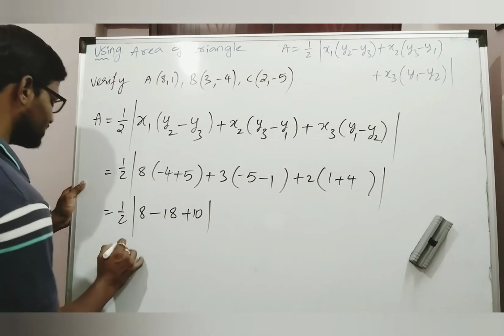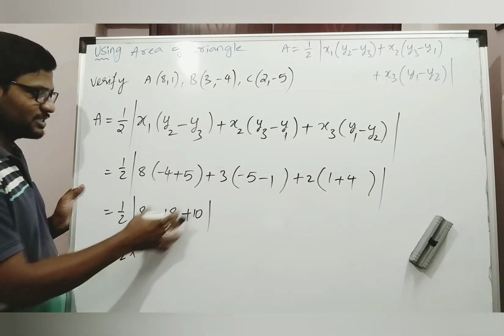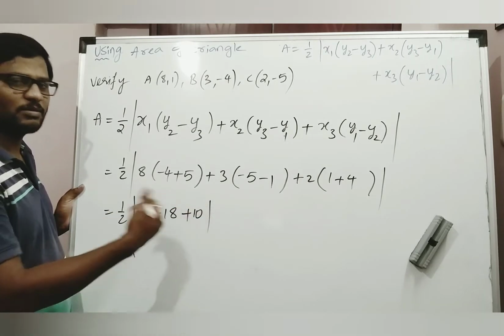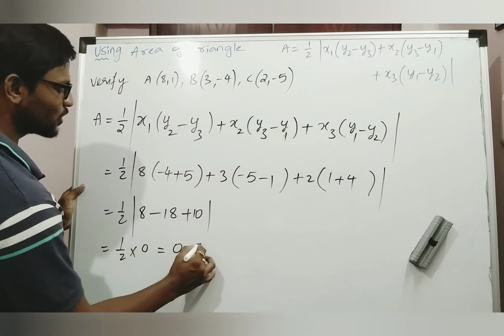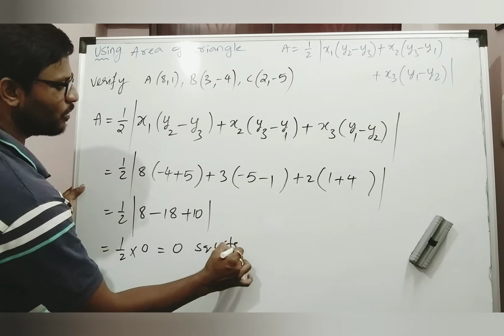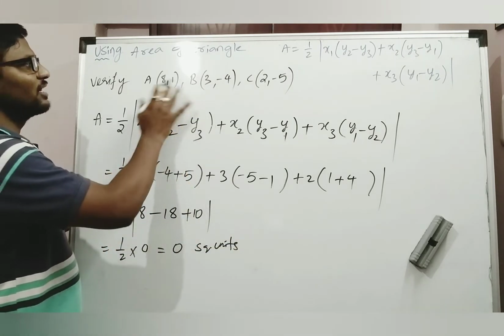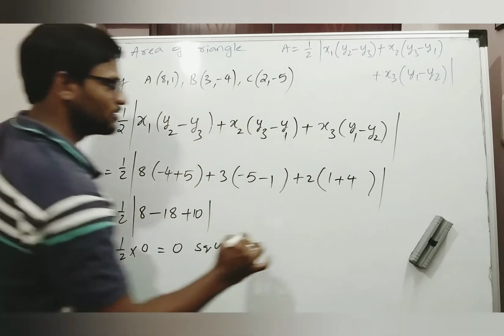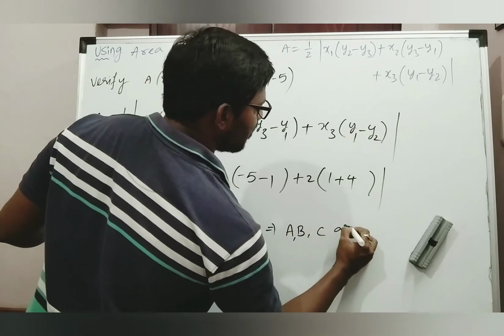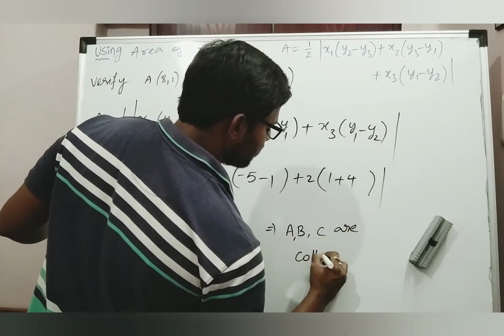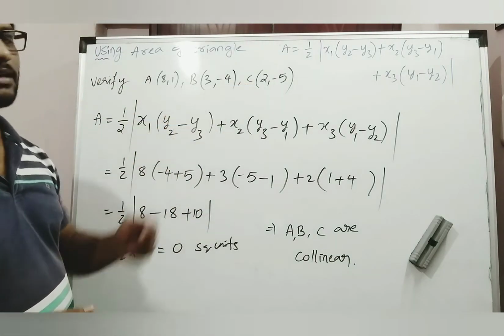18 minus 18 is 0. Even if we get a negative value here, since it is a modulus, write it as positive, because area will only be positive. Area should not be negative. So 0 square units. So no area; we got area equal to 0. Since the area of the triangle formed by these 3 points is 0, we can say A, B, C are collinear.